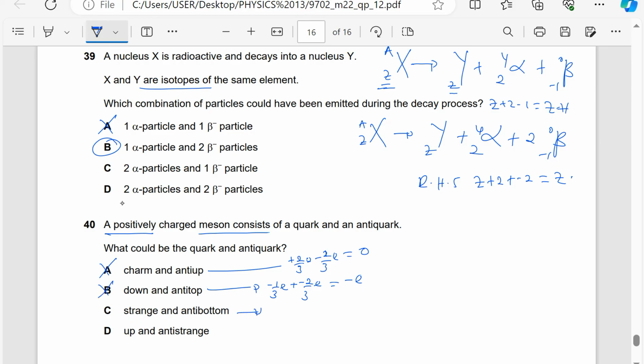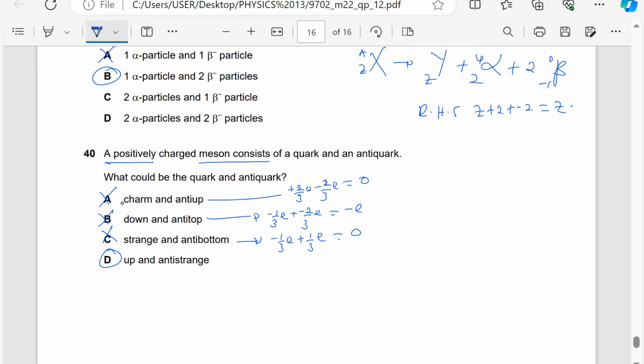Then strange and anti-bottom. Strange is negative 1 over 3e plus anti-bottom is 1 over 3e, which gives us 0. So this is out. So the answer is going to be D. We can check. Up is positive 2 over 3e plus anti-strange. Remember, strange is minus 1 over 3e, and anti-strange is positive 1 over 3e. The LCM is 3, so this is 3e over 3, which is positive e.